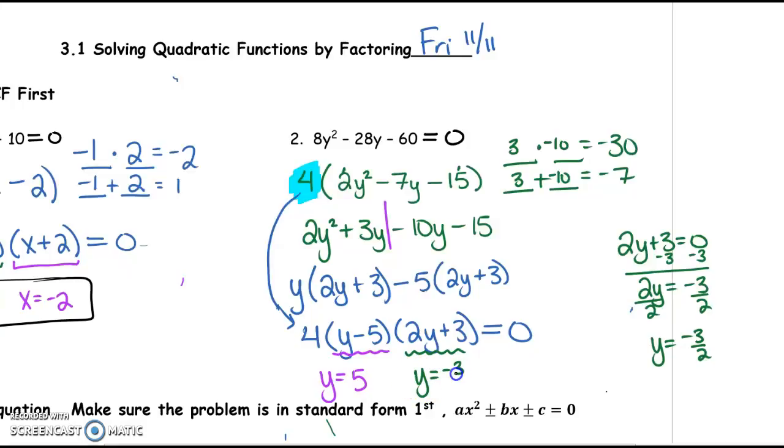Is there a way to do that faster? Notice it's a plus 3. Take the opposite of that, negative 3, and divide it by whatever's in front of the y. So if it's 2y plus 3, it's negative 3 over 2. But you'll get more used to that the more you do these problems. So our two solutions are y equals 5 and y equals negative 3/2.